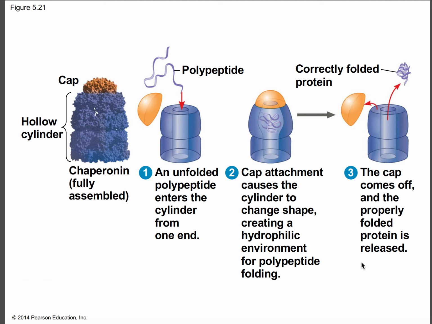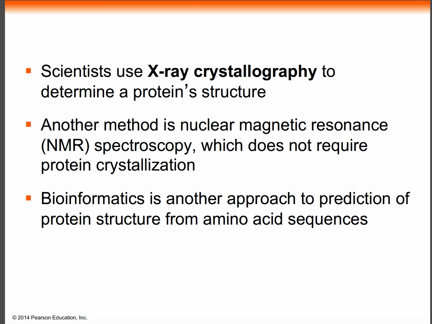Using X-ray crystallography is the best way to determine a protein structure. Another way is through an NMR, which is nuclear magnetic resonance spectroscopy. This does not require the protein to be crystallized. And bioinformatics is an approach able to predict the protein structure of sequences. But it's very hard, guys, because proteins are very, very complicated, and they can be just a few amino acids long to these very, very complicated polypeptide chains.